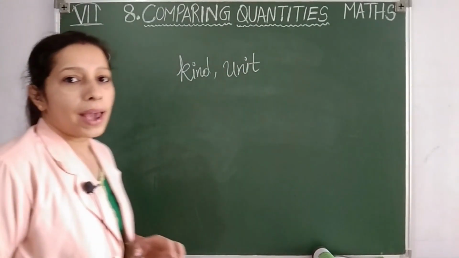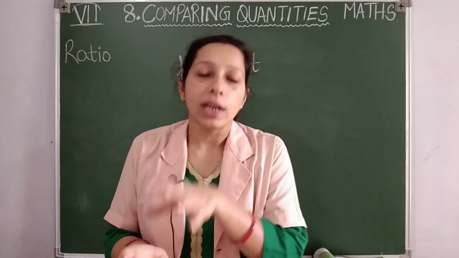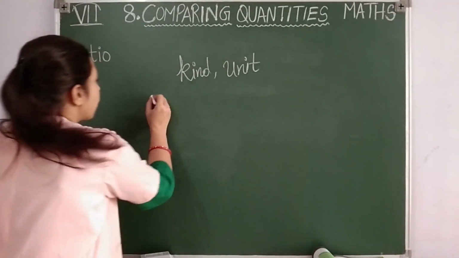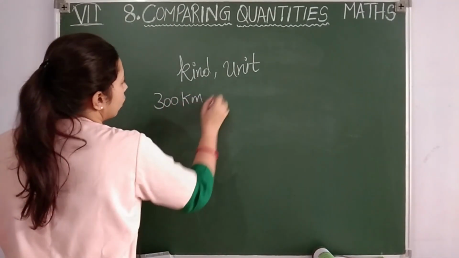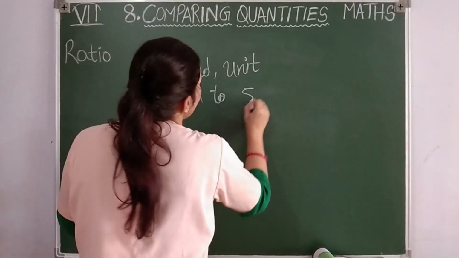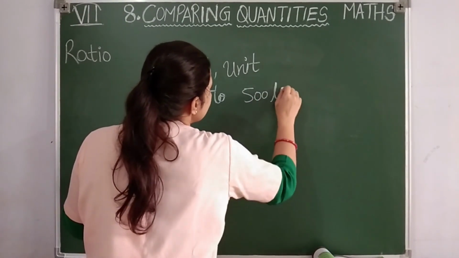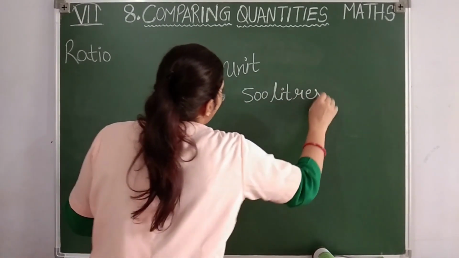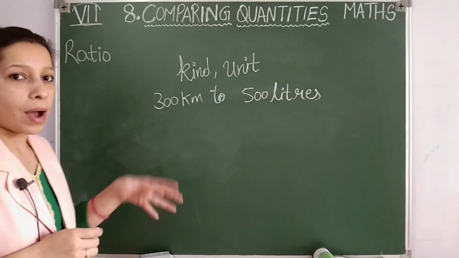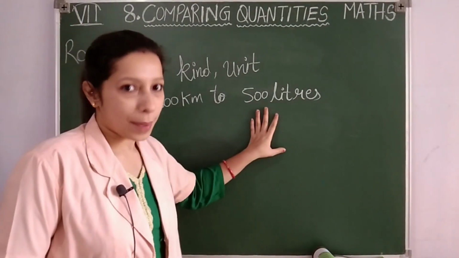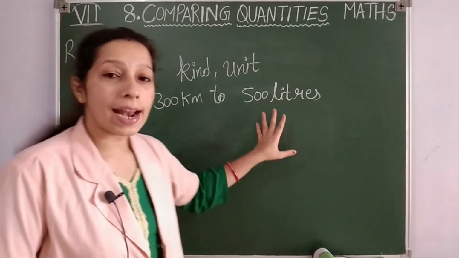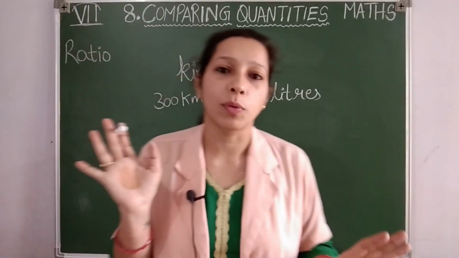You can't compare road to liters. I mean, suppose if I ask you to compare 300 kilometers to 500 liters. See students, are the quantities the same? Are they of the same kind? No, it is length and it is capacity, isn't it? Kilometers and liters. So there is no comparison between these two.